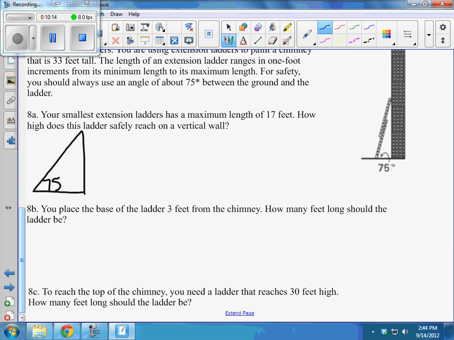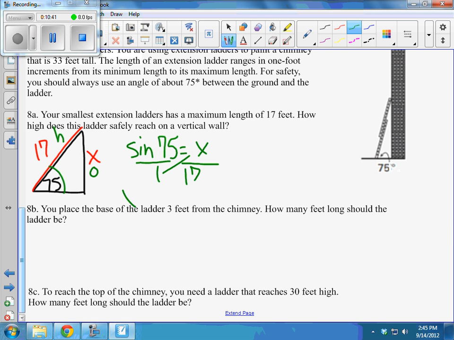All right, so 8A, your smallest extension ladder has a maximum length of 17 feet. So the longest that this ladder can actually reach is 17 feet. How high does the ladder safely reach on a vertical wall? This is what I'm looking for. So based on this angle, I have opposite and hypotenuse. There goes sine. So sine of my angle equals opposite over hypotenuse. This is a great cross product because x times 1 is x, and that's the same as sine of 75 times 17. And when I type that into my calculator, I get about 16.4. That's how high the ladder needs to be.